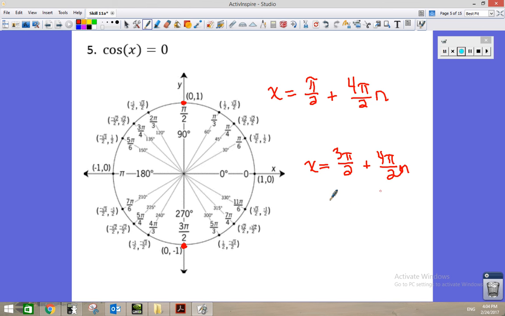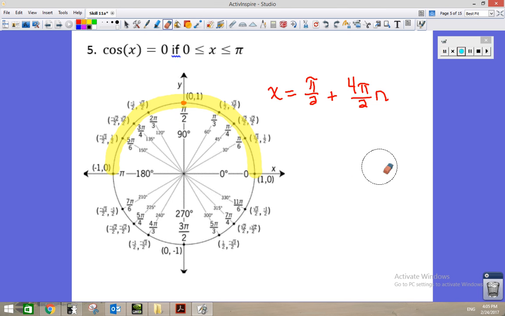Now, they didn't want me to find infinitely many. They wanted me to find solutions that were just between 0 and pi. 0 and pi is the upper half of this unit circle. Okay? So I'm not even interested in this bottom point because it's not in the upper half of that unit circle. In the upper half of this unit circle, if I let n equal 0, then that's 0, and I've got pi over 2.